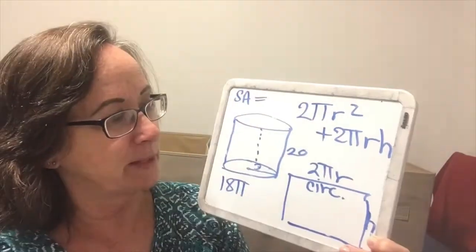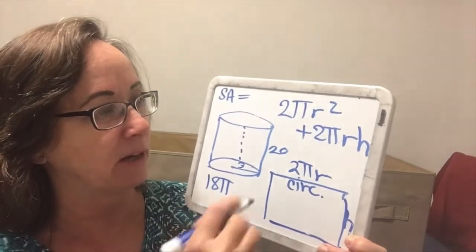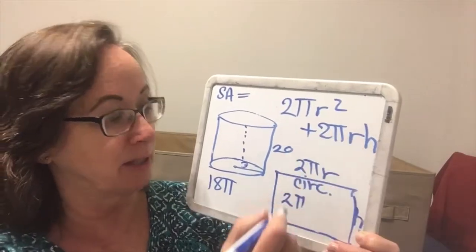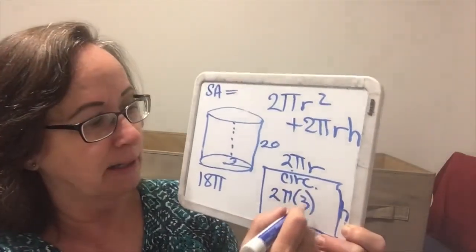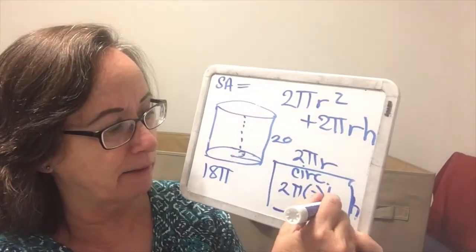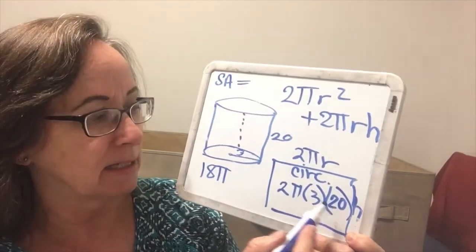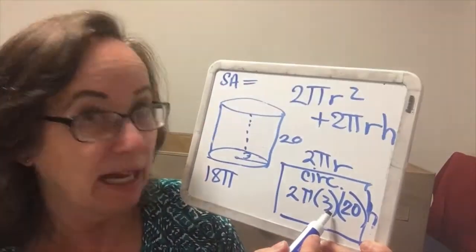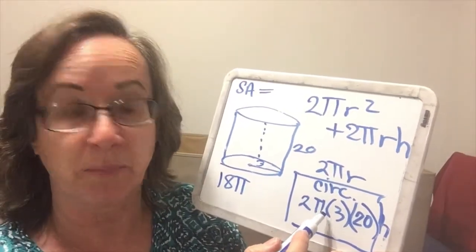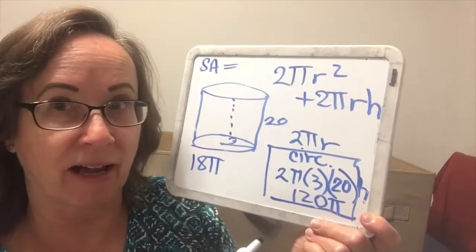That's this part. So now we look at this part, and we can just write it right in here. So now we've got a 2 times pi times an r, which is 3, times an h. Remember, our h is 20. Our height of the whole figure is 20. So now we have a 20 times a 3 is a 60, and then 60 times a 2 is 120, and 120 pi. So 120 pi is the area of the rectangle.